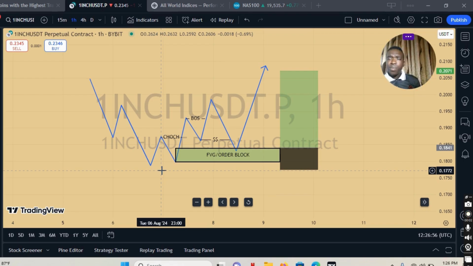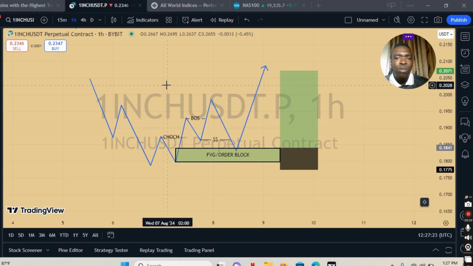Okay, right now on this trade, I will call it a sweep of liquidity trading. Because whenever the market takes out liquidity, it gives a very big momentum to the upside or to the downside, depending on which angle it takes out liquidity. Now, this is a rough sketch of what I'm about to teach you guys.